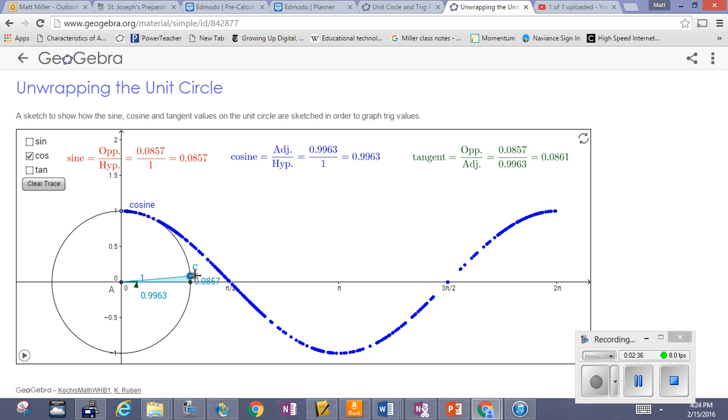So this applet is really convenient and does explain how the unit circle is used to generate the graphs of the sine, cosine, as well as the tangent, which of course we'll look at later. So look at that and learn from it. It's a very valuable tool for you.